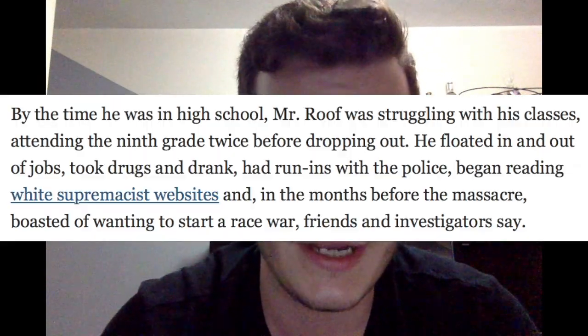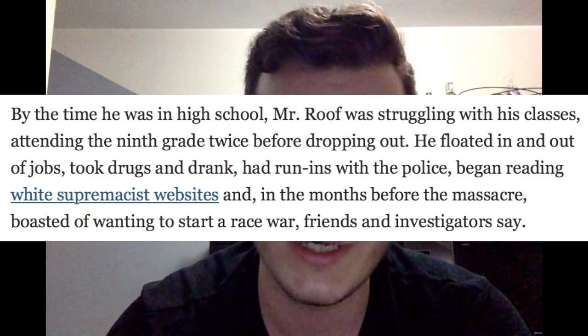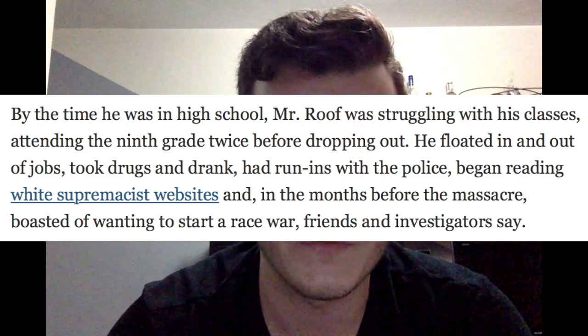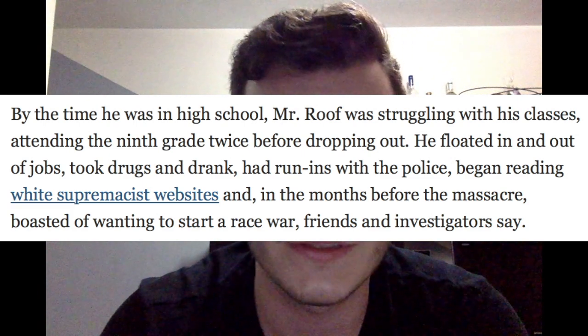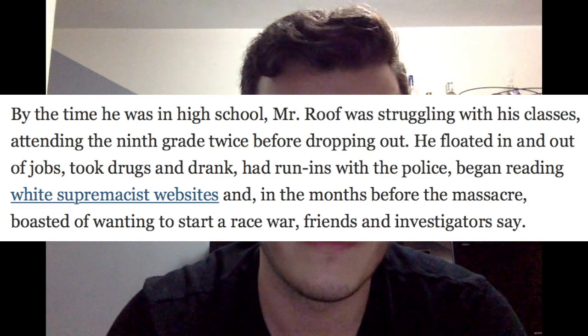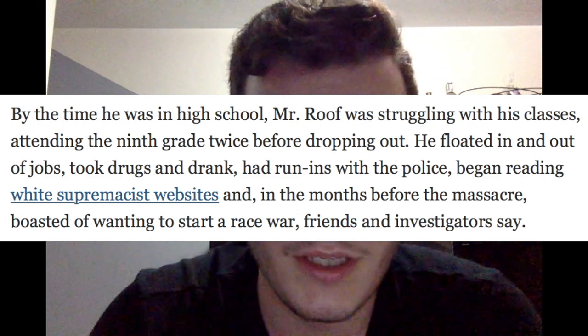So, how do we apply attribution theory to Dylann Roof? A post from the New York Times suggested that, quote, "By the time he was in high school, Mr. Roof was struggling with his classes, attending the 9th grade twice before dropping out. He floated in and out of jobs, took drugs and drank, had run-ins with the police, began reading white supremacist websites, and, in the months before the massacre, boasted about wanting to start a race war." Friends and investigators say this represents an external attribute that may have had influence on the church shooting in Charleston. May have. Not saying it does, but it may.